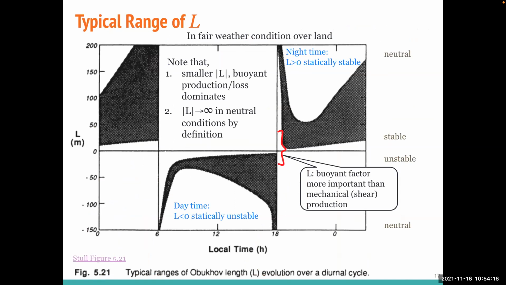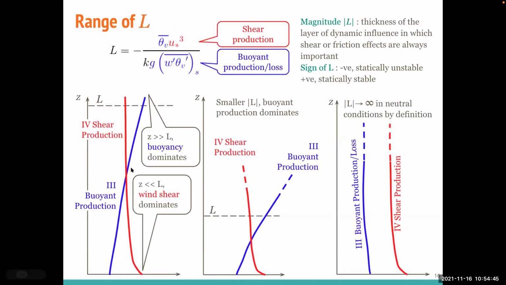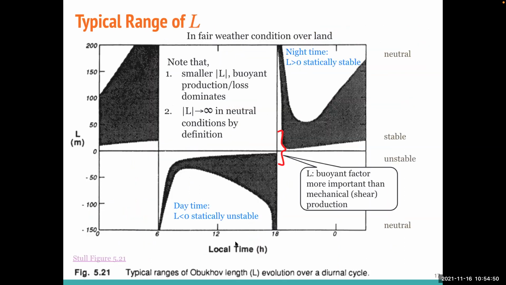Okay, so this is probably from the measurements. We have positive L here on the y-axis and then negative L here. This is showing you the change of L over a day. So the change might look like this one, or it might look like this one. That's the meaning of this graph.